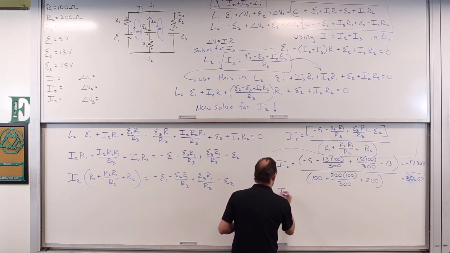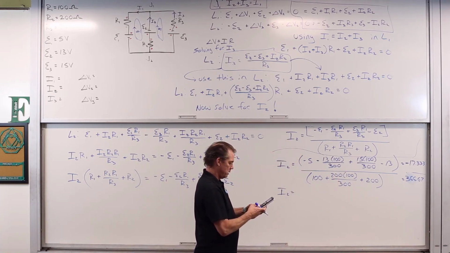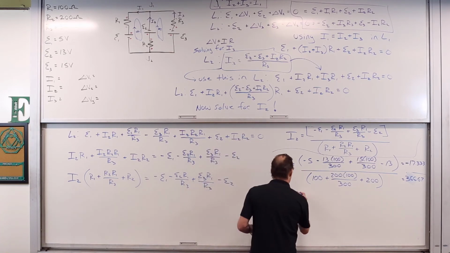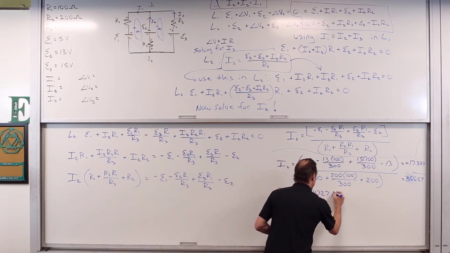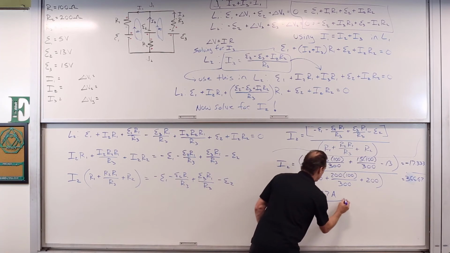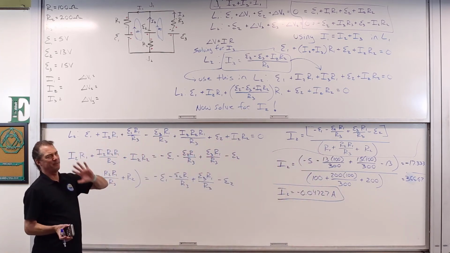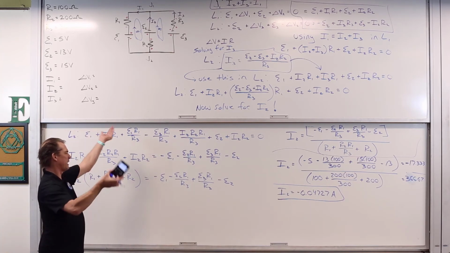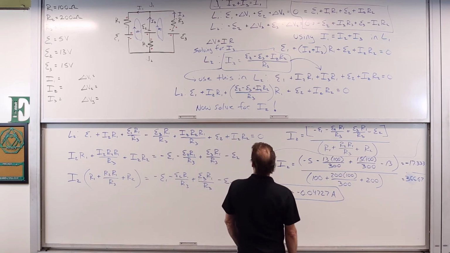So what do we get with this? I2 is equal to negative 17.333 divided by the 366.67 gives us negative 0.04727. This would be amps. All right. It came out to be negative. Let us just keep going. We got I2. Let's find out what I3 is based upon this I2, and then we'll discuss some things here.